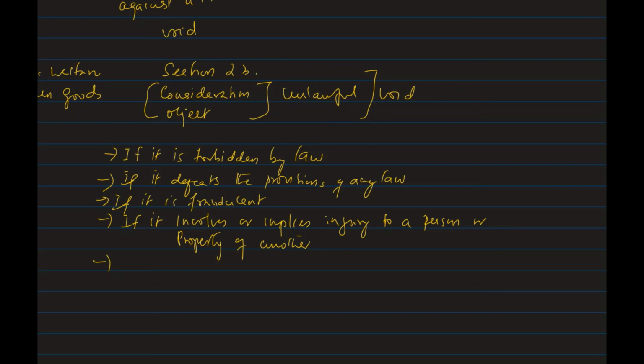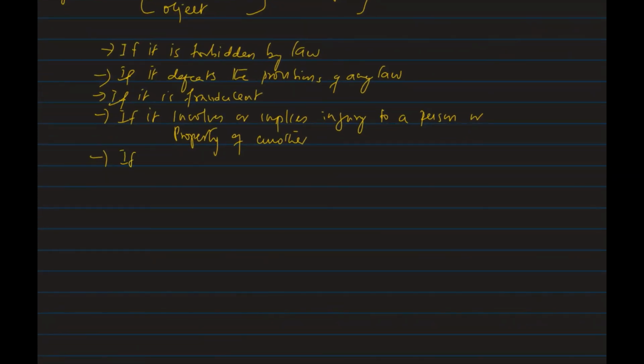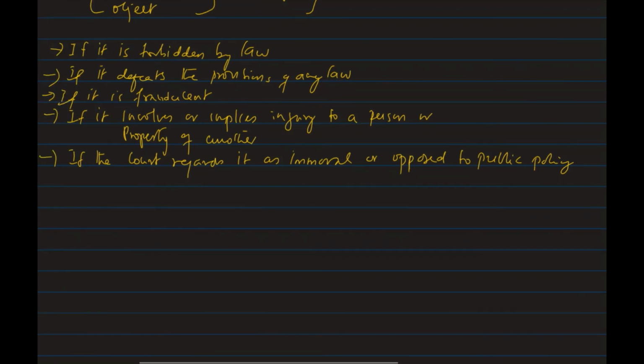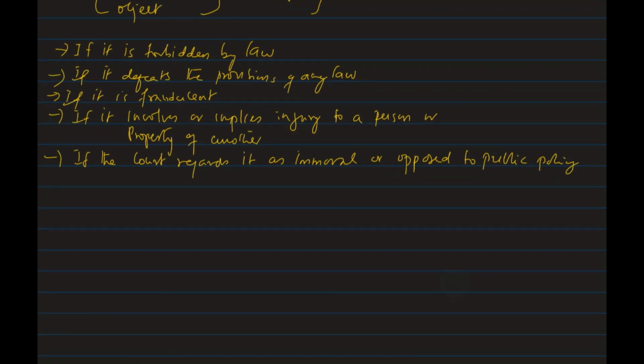And fifthly, if the court regards it as immoral. You all know what is morality. So some act or object of an agreement which is immoral or opposed to public policy. As I said, opposed to public policy means against public welfare. So if an agreement is opposed to public policy, it is void. My dear students, if the object of an agreement is such that the court regards it as immoral, any immoral agreement is void, or opposed to public policy.